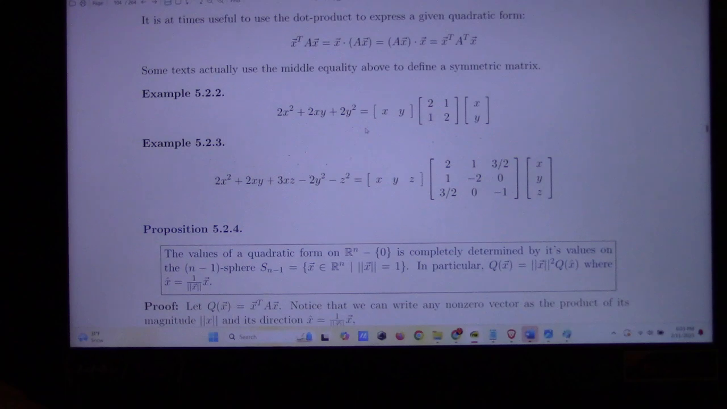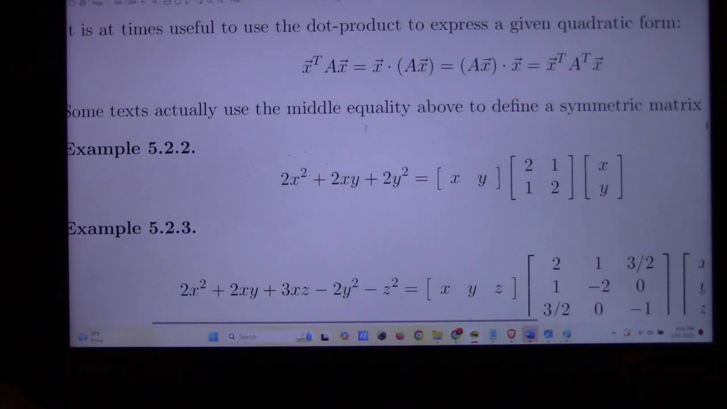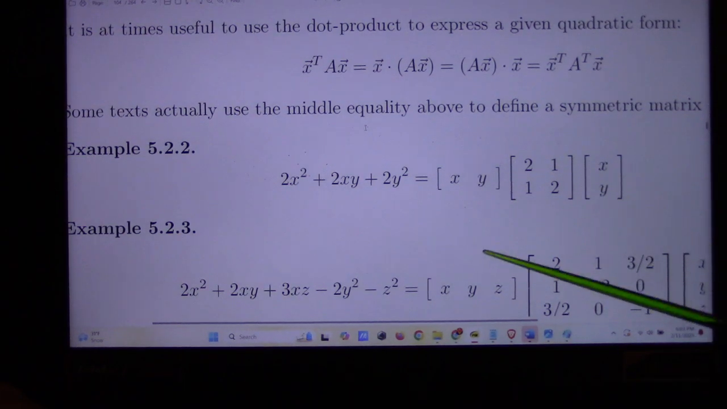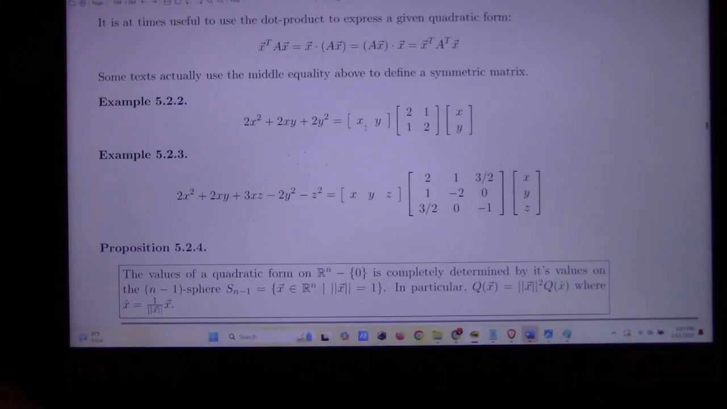Like if I have this, then I can read that's the matrix. If I have this, then I can create that matrix. So I think it's helpful, a couple examples like that.